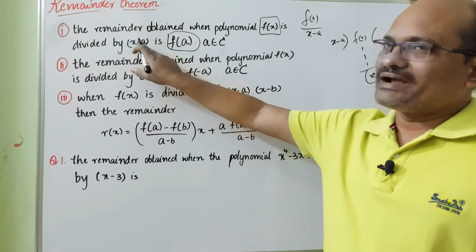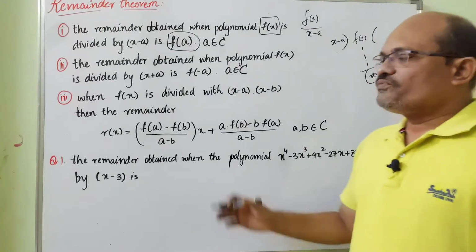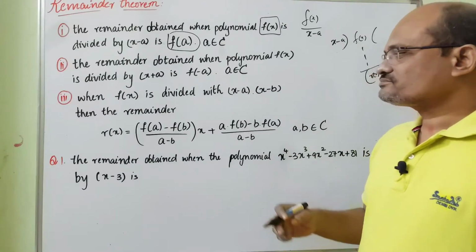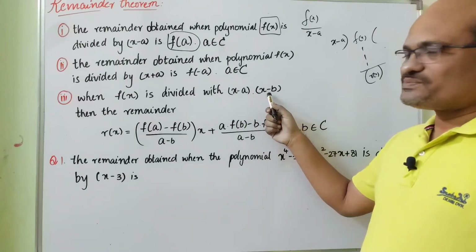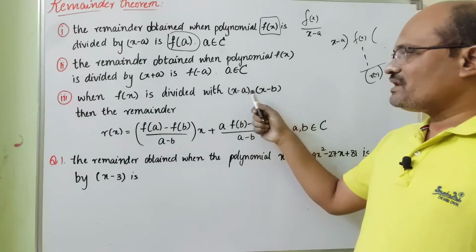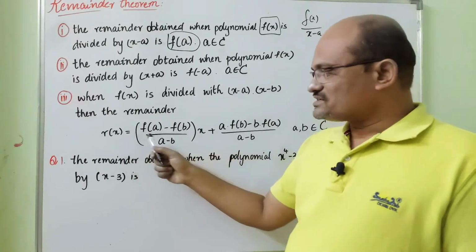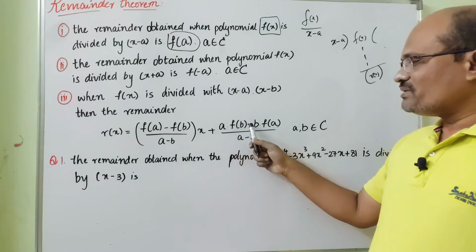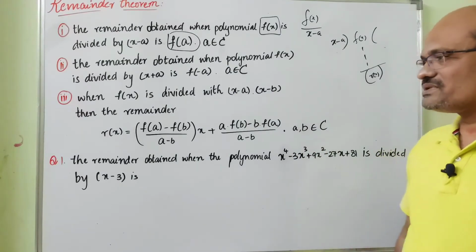Here remember we are dividing f of x with first degree polynomials. Now if you divide with a second degree polynomial, what will be the remainder? When f of x is divided by x minus a into x minus b, that means a second degree reducible polynomial having factors x minus a and x minus b, the remainder you will get is f of a minus f of b by a minus b into x plus a into f of b minus b into f of a by a minus b. Here a and b are real or complex numbers.